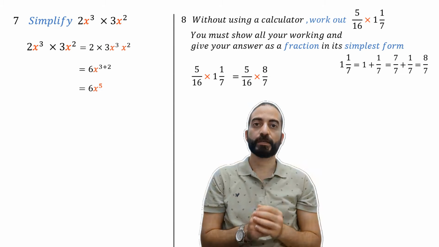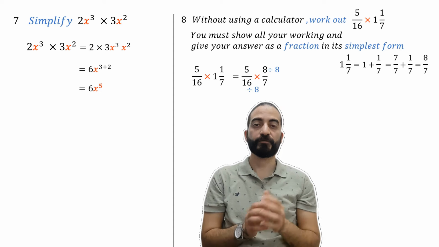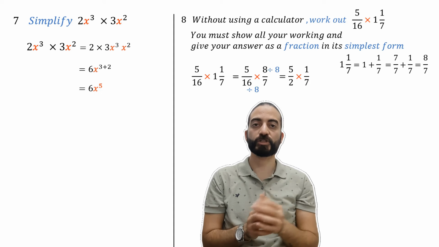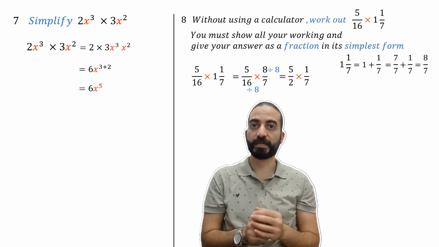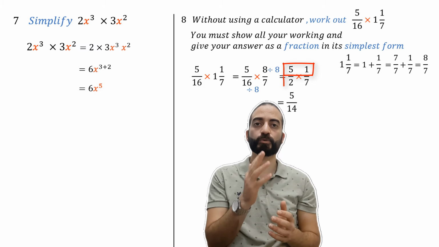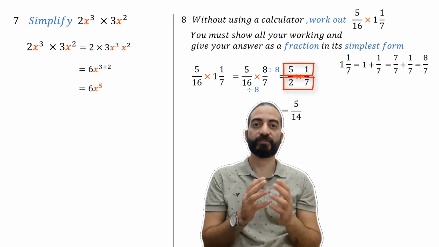Now we have a fraction multiplied by a fraction, but we note that we can simplify 8 and 16. So it is better to simplify to facilitate the calculation. And because we have multiplication, we multiply the numerators together and multiply the denominators together, and we get the final answer.